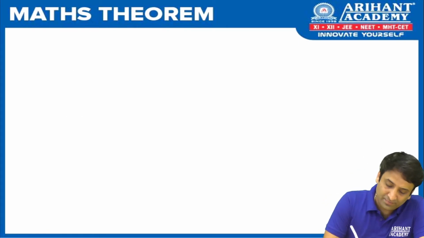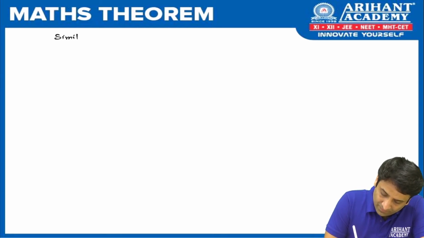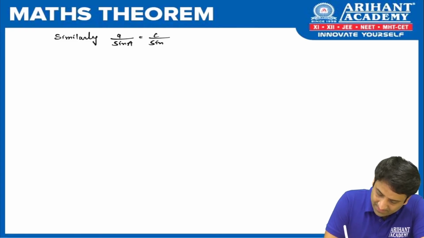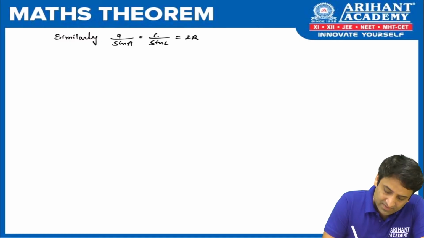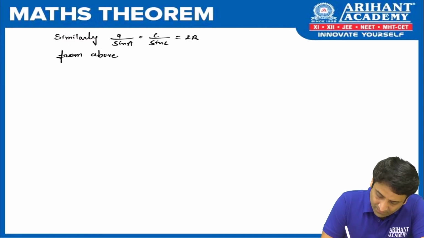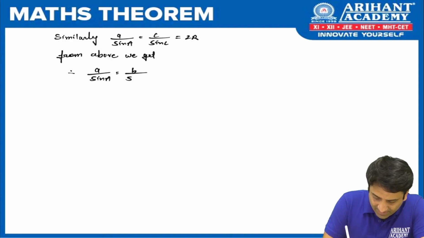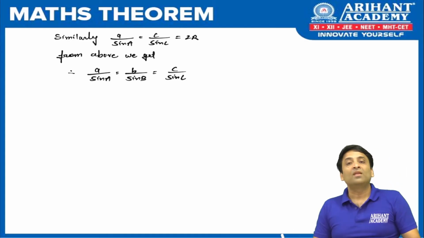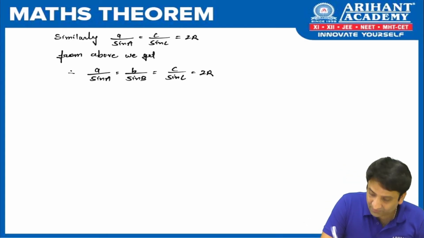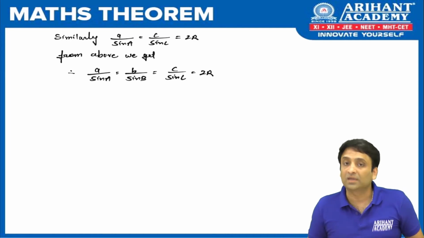So can we similarly prove that A upon sin A as well as C upon sin C both is equal to 2R. Okay, so from above we get the final result, that is therefore A upon sin A is equal to B upon sin B is equal to C upon sin C. ठीक है ना, is equal to 2R, sorry, where R stands for what? Radius of the circumcircle. Fine.